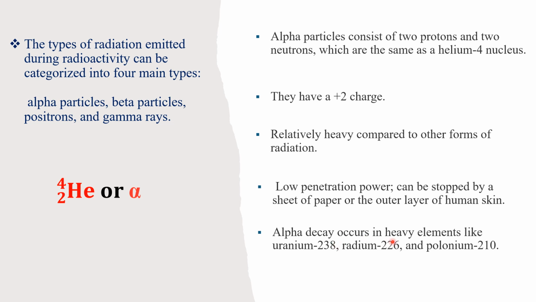Alpha decay occurs in heavy elements like uranium-238, radium-226, and polonium-210.